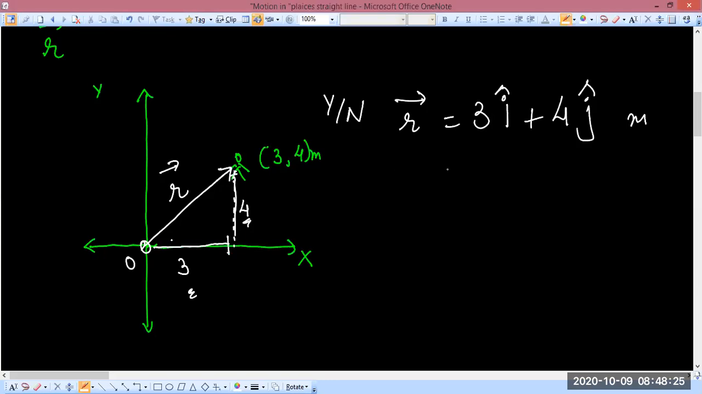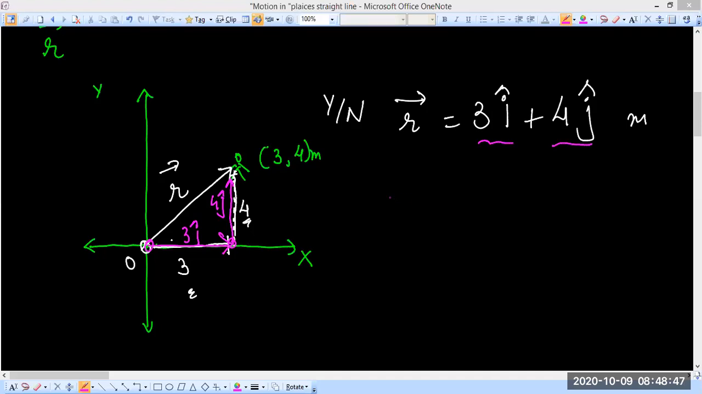This side is 3 and this side is 4. So if I split it, I hope you realize that I can make one vector like this here. This is 3i caret vector, correct? And I can make one vector like this. This is 4j caret vector. So by triangle law of addition, r vector equals 3i caret plus 4j caret. Right?